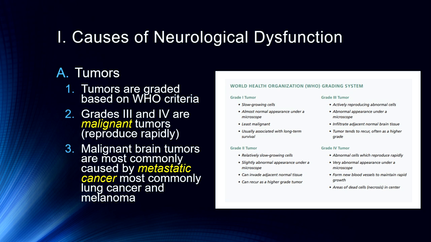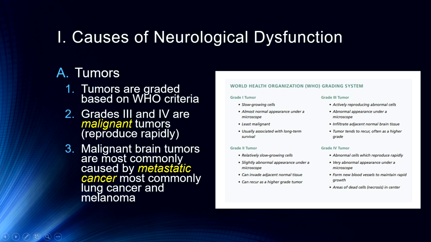Grade 4 has a very abnormal appearance and very rapid reproduction. They tend to form their own new blood vessels to maintain their rapid growth. And in the center, there will be areas of necrosis, or dead cells, which have caused part of the brain to die.